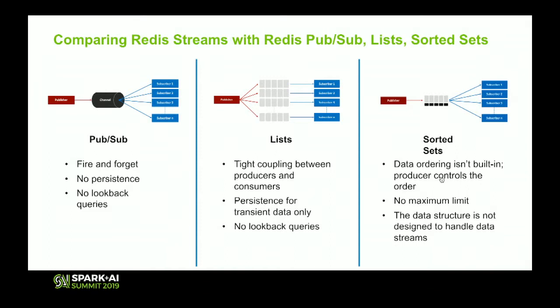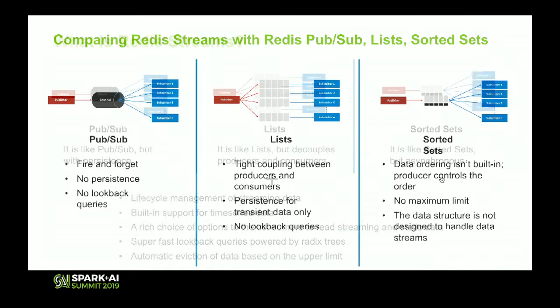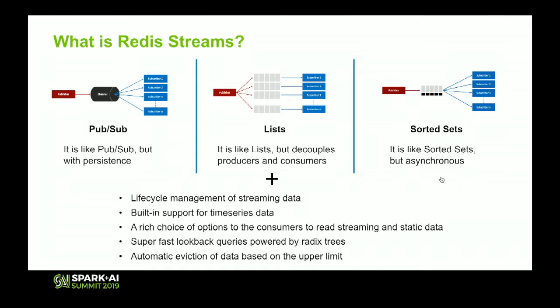Now, lists have their own advantages and their own disadvantages. If you have used the list data structure, it's like a linked list. If you have 1,000 consumers, you'll need to have 1,000 separate linked lists, one for each consumer. So it's not a good idea if you have a lot of data. With sorted sets, you have to pull data. There are no blocking calls, so you cannot do asynchronous data transfer between producer and consumer. So these are all limitations in traditional Redis data structures, and we fixed all that in Redis streams.